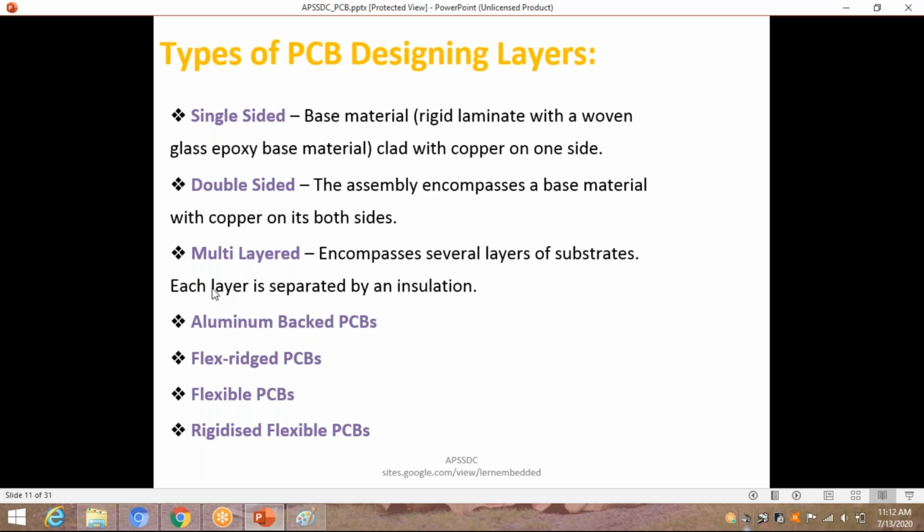Aluminum-backed PCBs are nothing but there will be a... Guys, how many times do I need to tell you? Please be aware of your mics. Only if needed, turn on your mics.